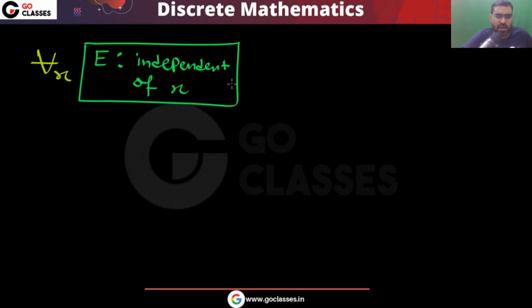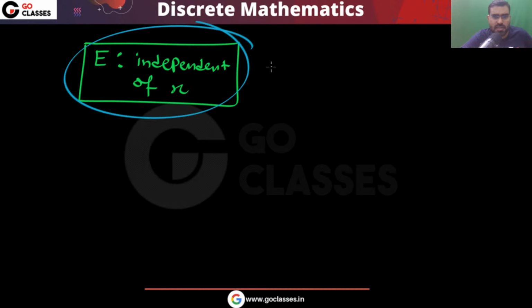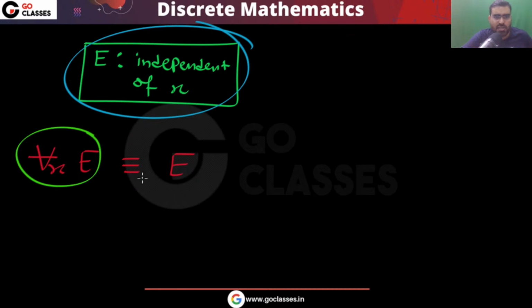If this e is independent of x, then this whole expression will be the same as what? Remember, this e does not depend on x. Please understand. You can see e is independent of x. Then for all x e will be the same as e, correct? Because this universal quantifier cannot affect this e.